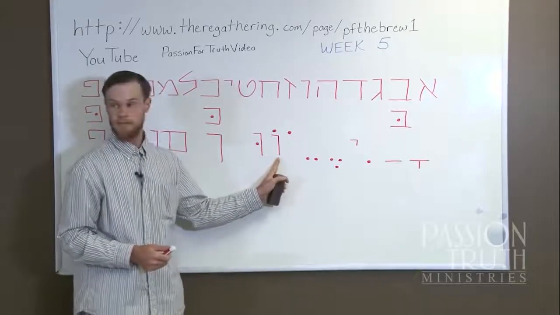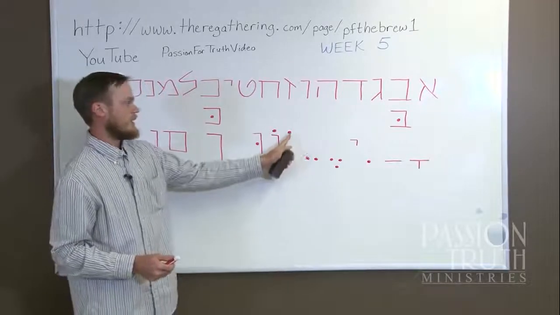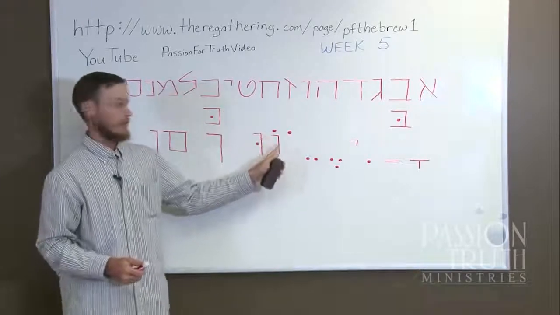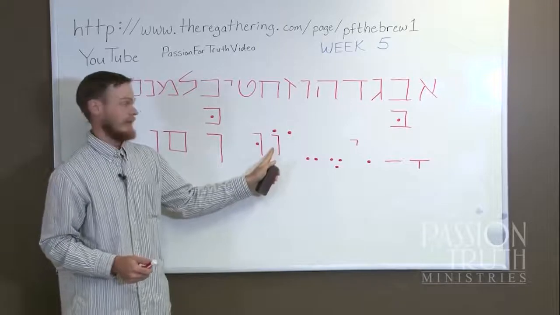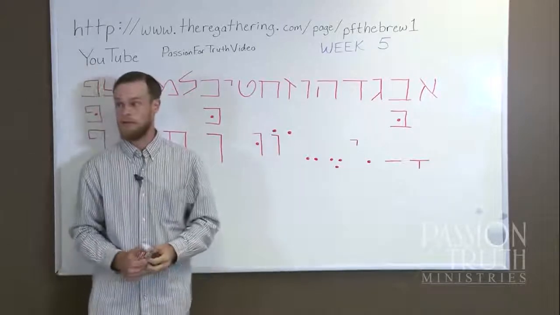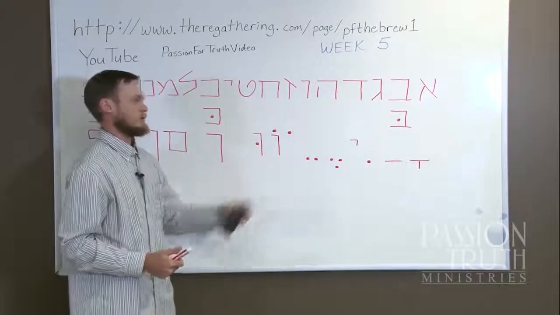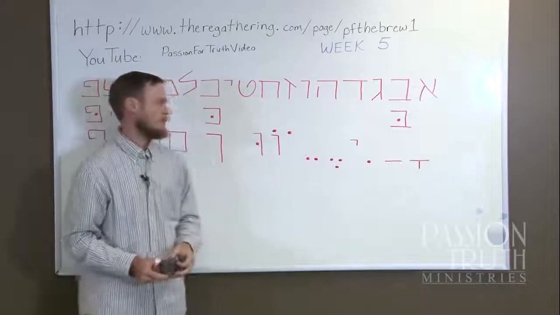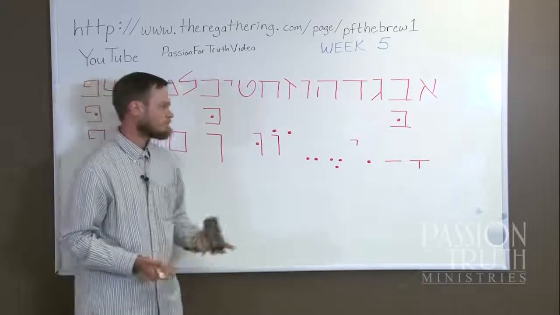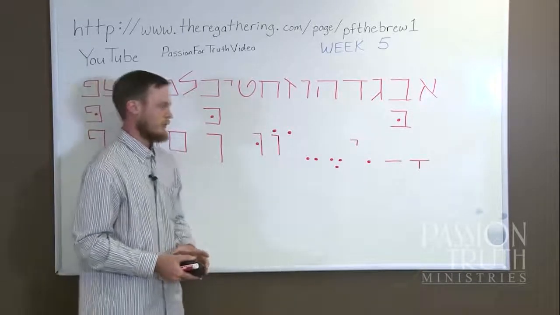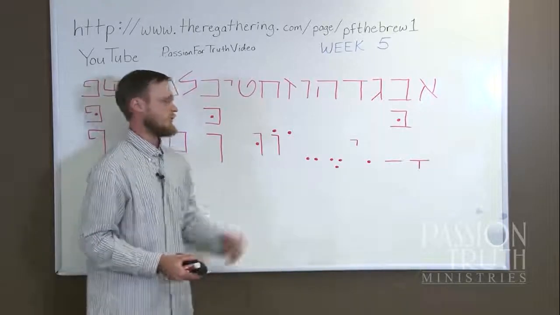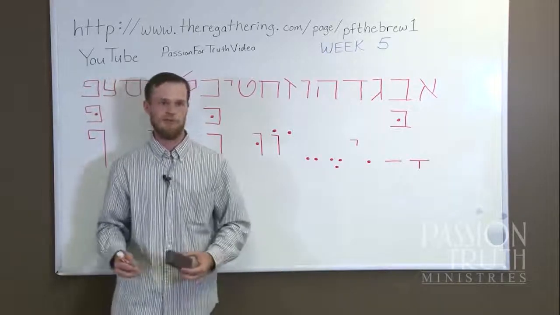That one. This one here? This is a cholam. Either way, it's a cholam, okay, with or without the vav, and it makes a long O sound either way. So the vav is optional. With the vav is called a full cholam, and without is called a defective cholam. There's nothing wrong with the defective form. It's just missing a vav.